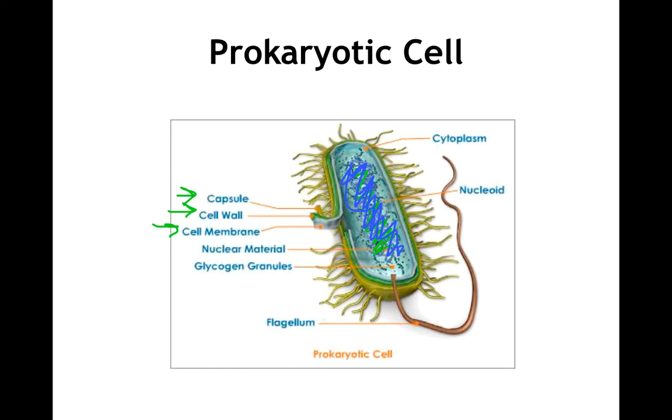It just has this nuclear material, so it doesn't have that true nucleus where it's all kind of together. Then it has this flagellum, not always, but that's for movement. Cytoplasm is kind of this liquidy stuff, and then this nucleoid is what we call this center area, but it's not a true nucleus.